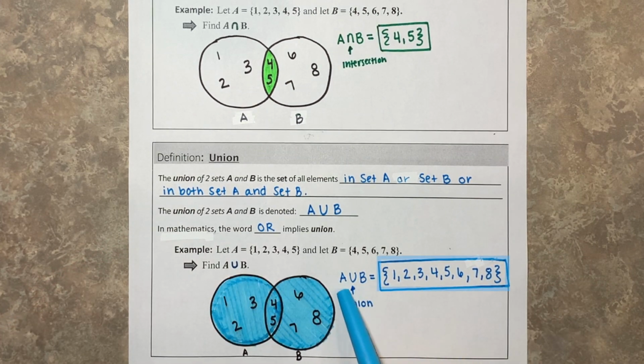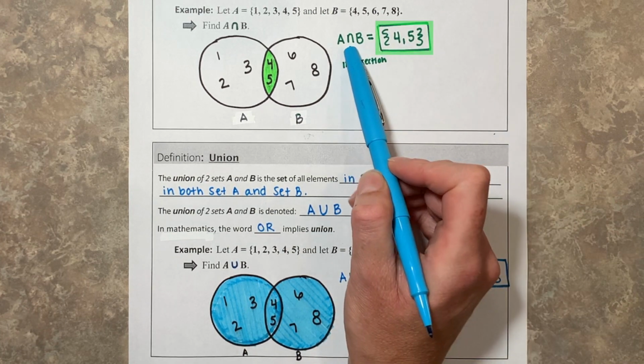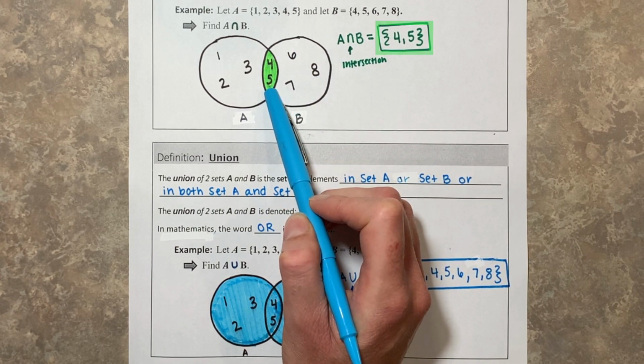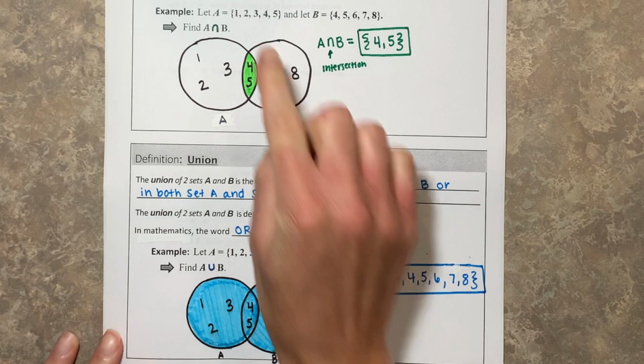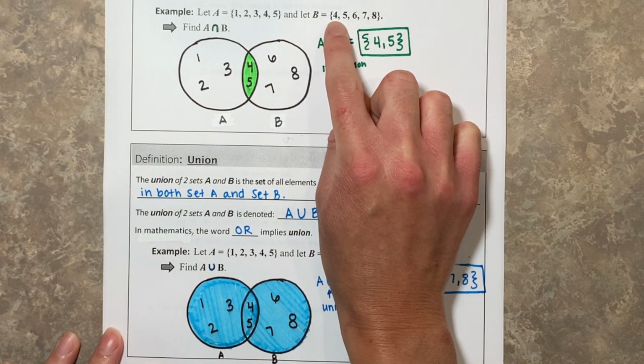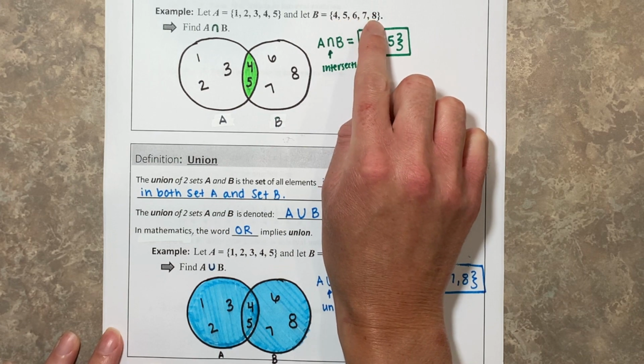So again, if you're asked to find the union of two sets, you just list all of the elements in both sets. If you're asked to find the intersection of two sets, then you only list the elements they have in common. Now, for these examples, sets A and B were finite sets because they just had a limited number of elements in each set.